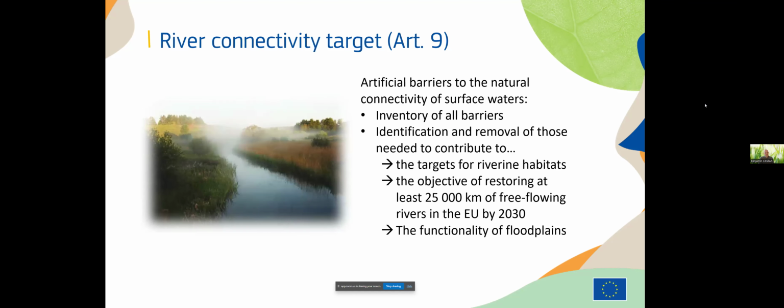There's a target on river connectivity to say that we have to remove artificial barriers which are no longer of use, and have at least 25,000 kilometres of free-flowing rivers by 2030. Less specific targets for each member state than their previous articles.